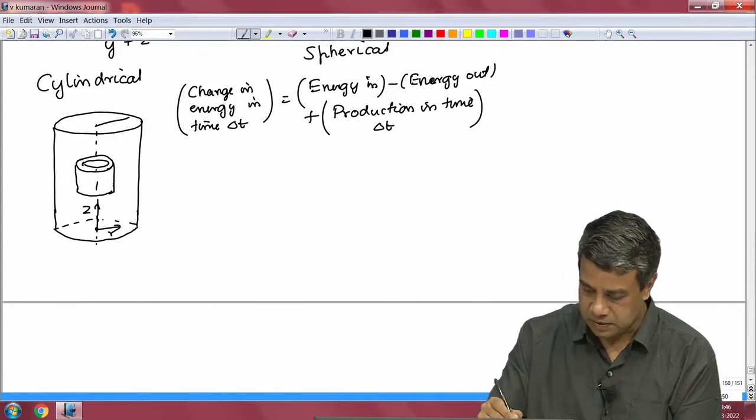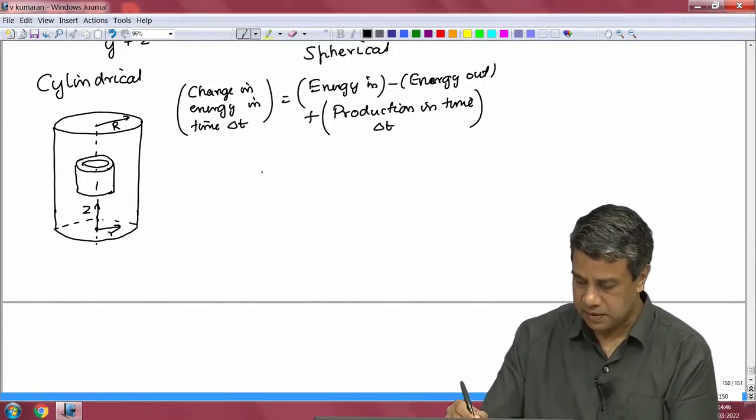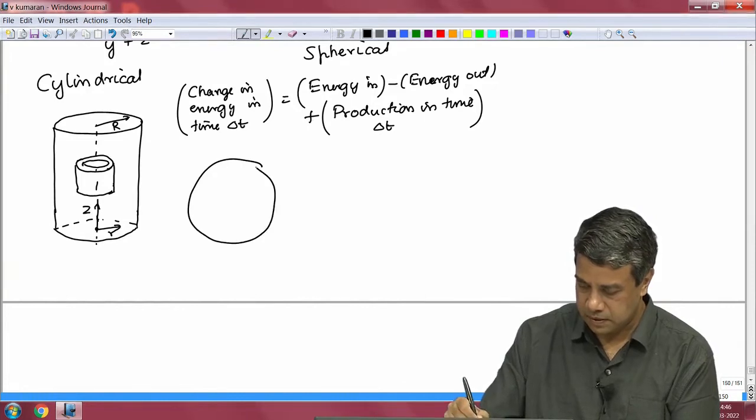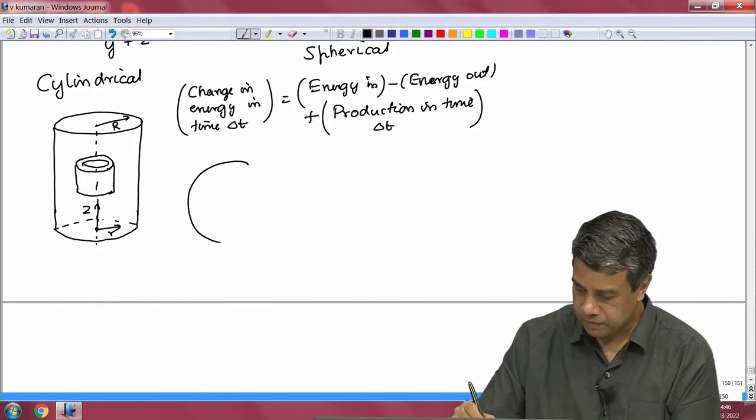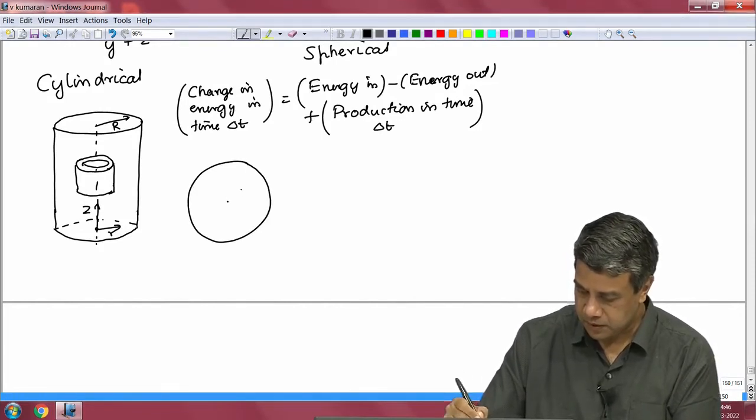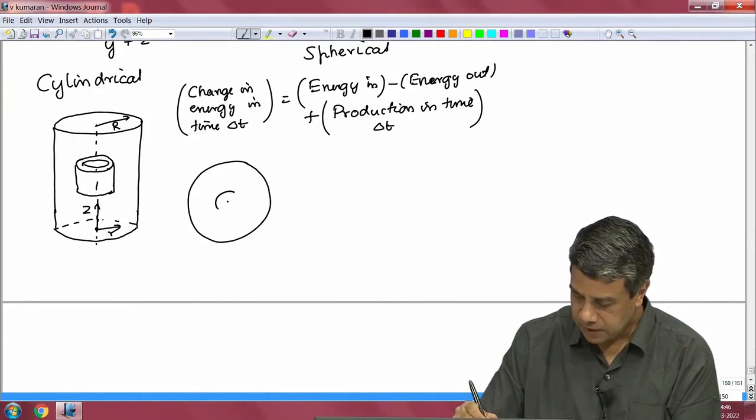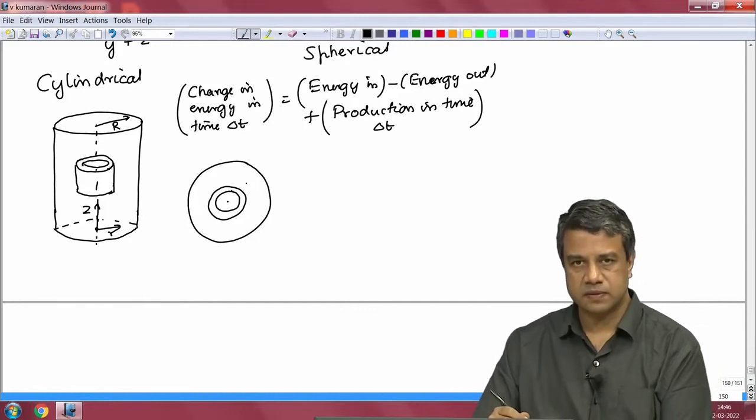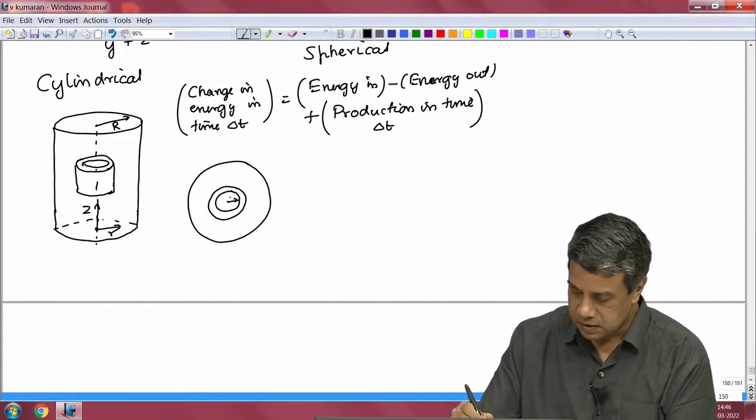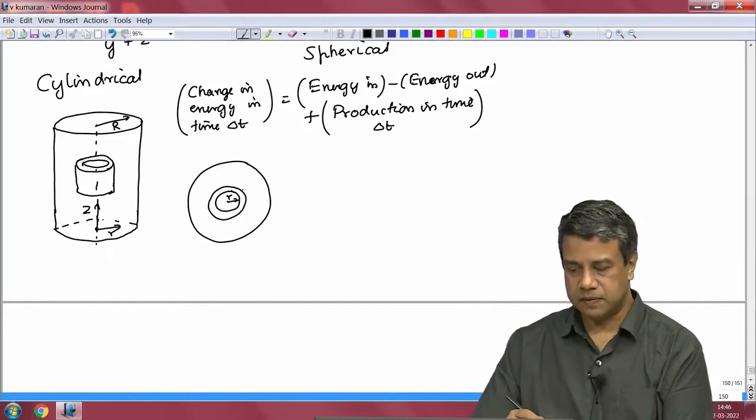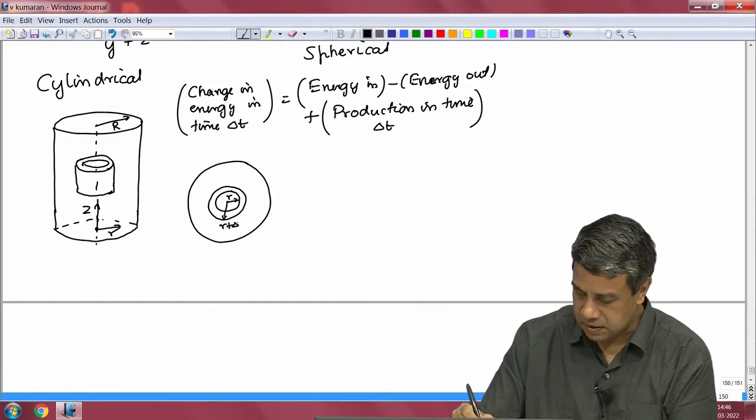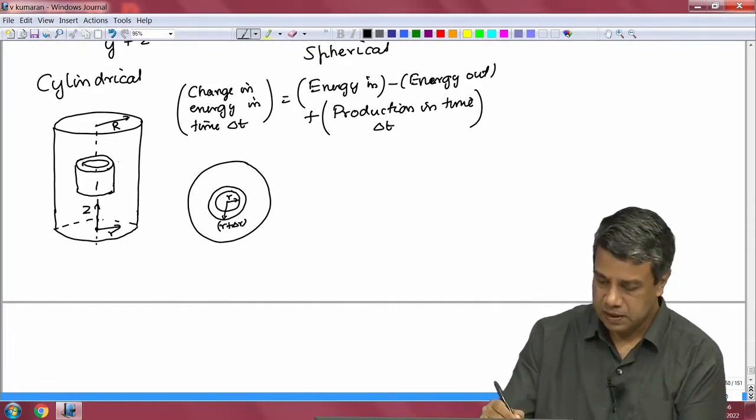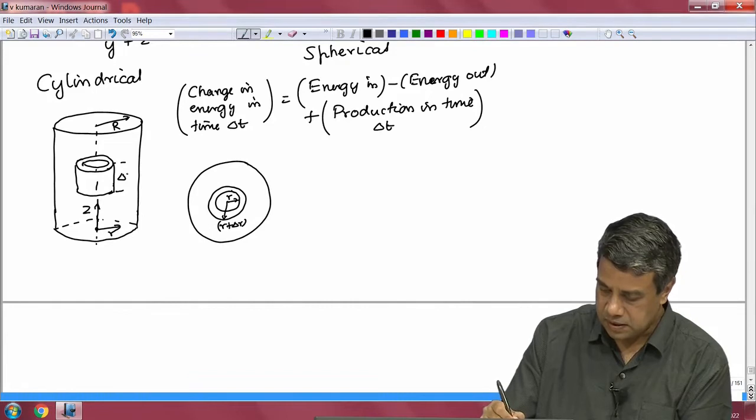So, if the total domain has dimension r, and I look from the top, I will have two surfaces which are concentric cylinders. The inner surface is at a distance r from the axis. The outer cylinder is at a distance r plus delta r from the axis. And in this direction, the height is delta z.